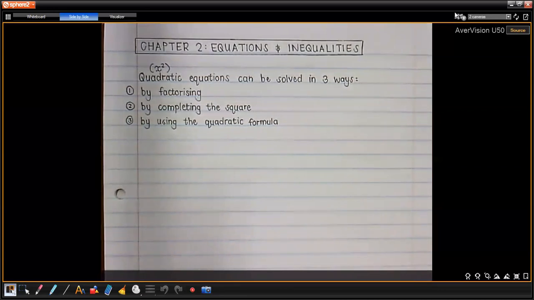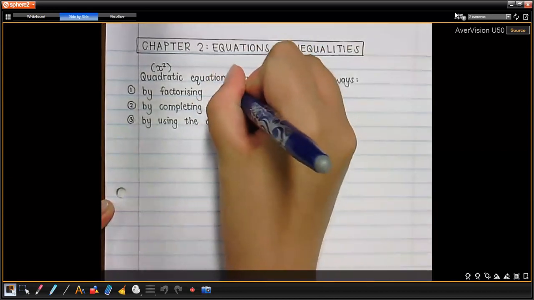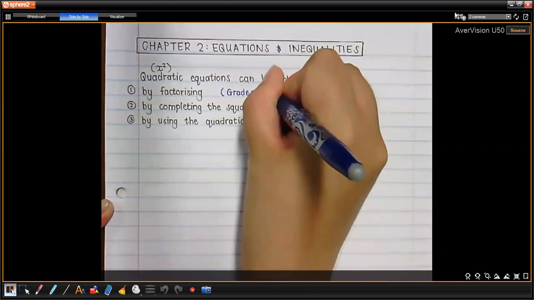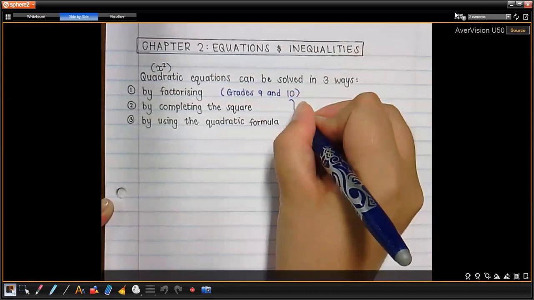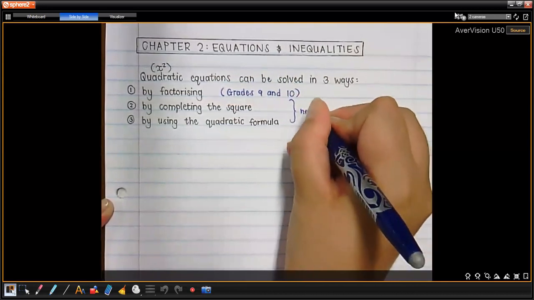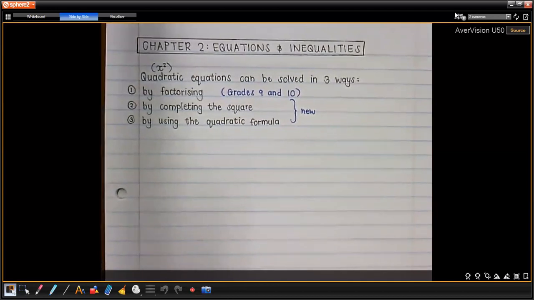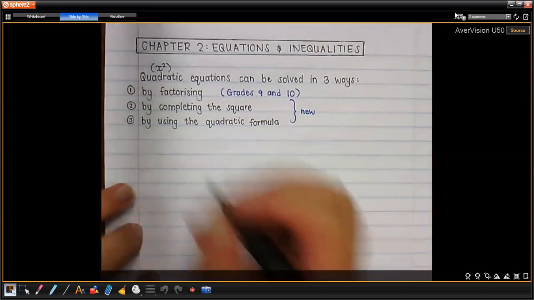So this, put on the slide here. This is in grades 9 and 10. We use 2 only. Okay, now I'm just going to make a heading for factorizing, and we're going to revise that.